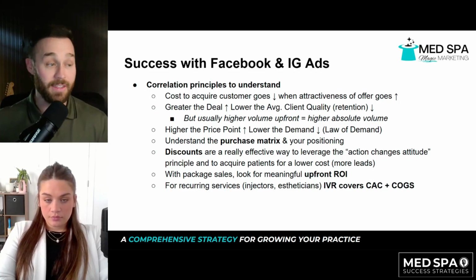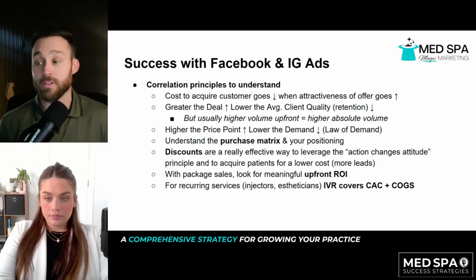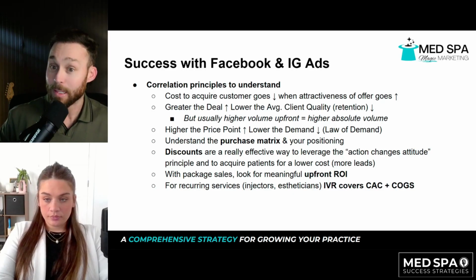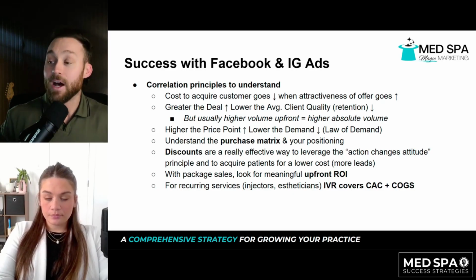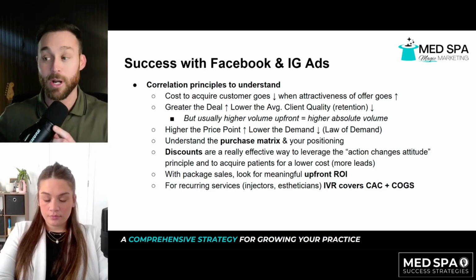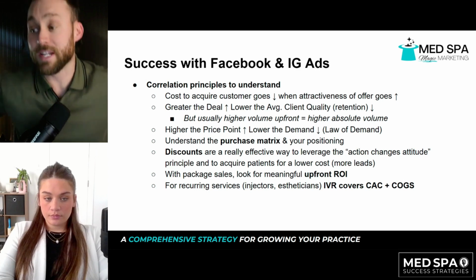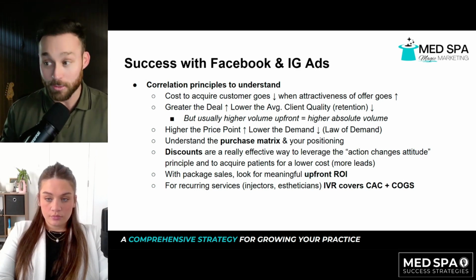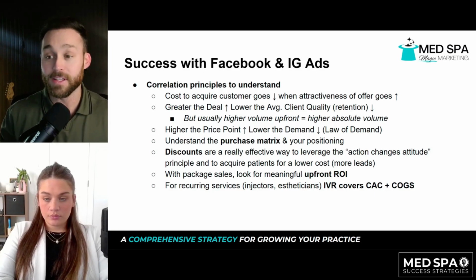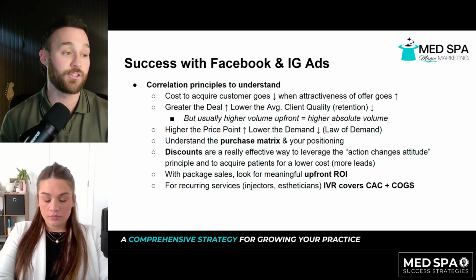But do understand that the better the deal, the lower the average client quality. We have practices, some of which choose to have less attractive offers because they're so insistent on optimizing for patient quality upfront. Now that comes at an expense. It's higher customer acquisition cost. You're seeing fewer clients and it's more expensive to get them. Generally it's not the best math, but it does maybe protect provider experience, reduce review risk, those types of things. So there are countervailing concerns, but just understand that principle of that trade-off.